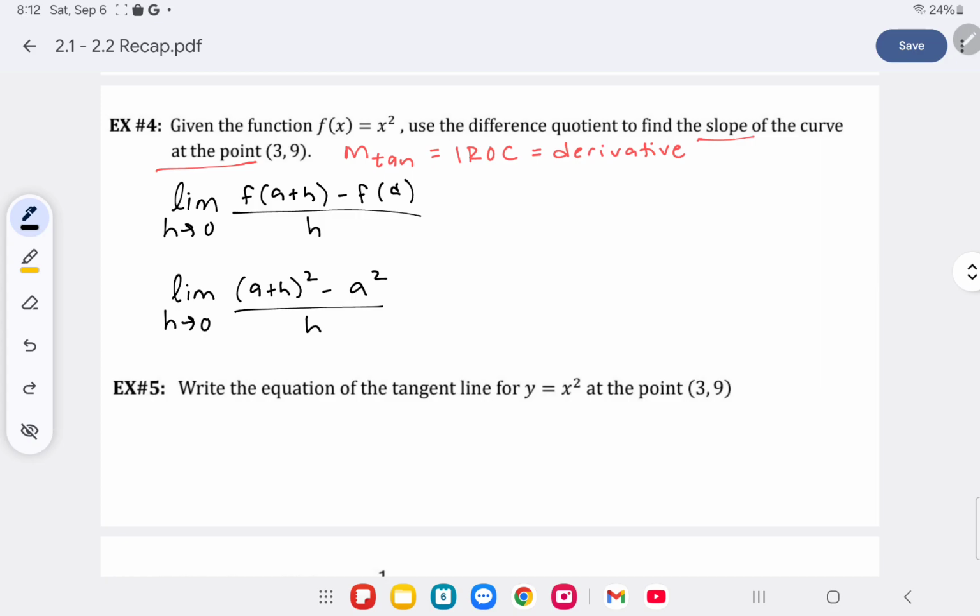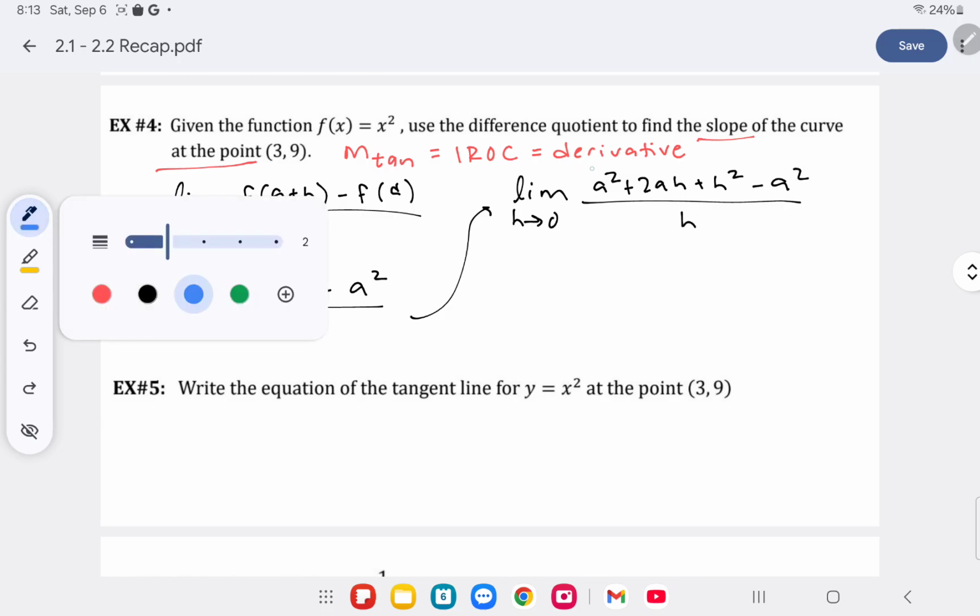all over h. So the reason we need to do this at all, again, typically the first thing we do when we're trying to find a limit and we're approaching a number is we try plugging in that number. But when we try plugging in 0, we're going to end up with 0 over 0, which is indeterminate form. So now I need to simplify this just like we practiced in Unit 1. So simplifying this, and we can't lose our limit, I get a squared plus 2ah plus h squared minus a squared all over h. The a squareds cancel out.